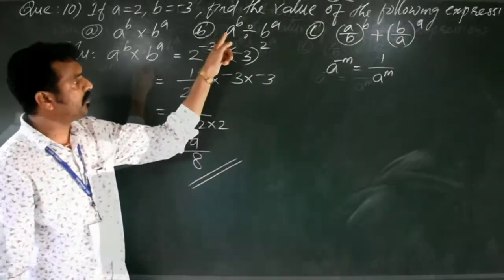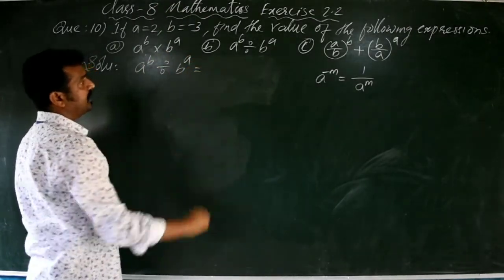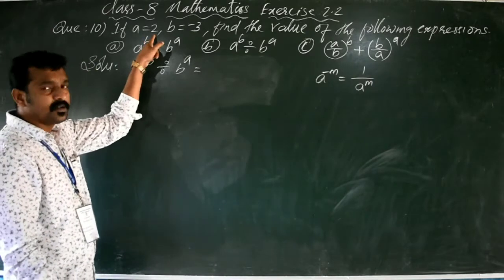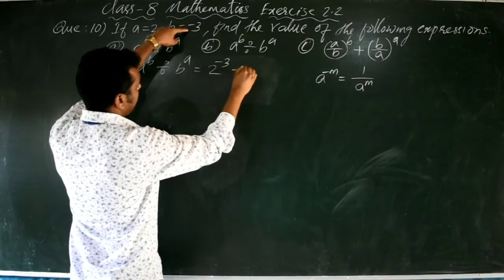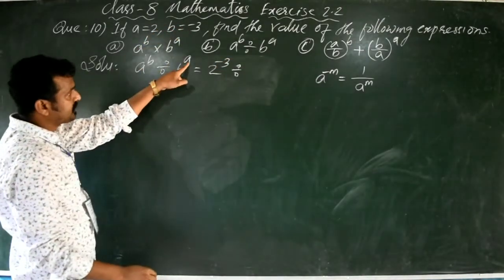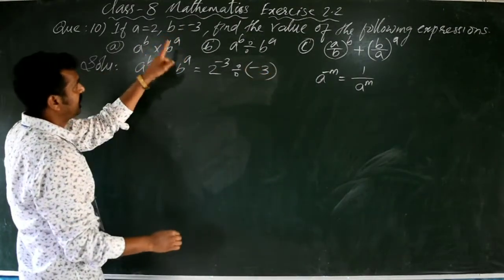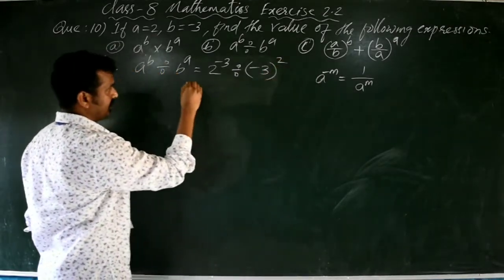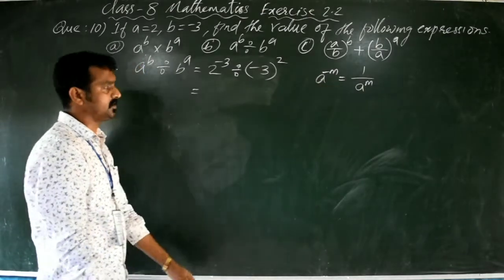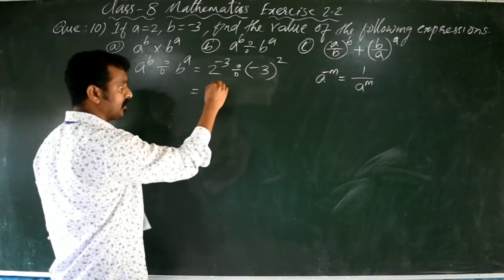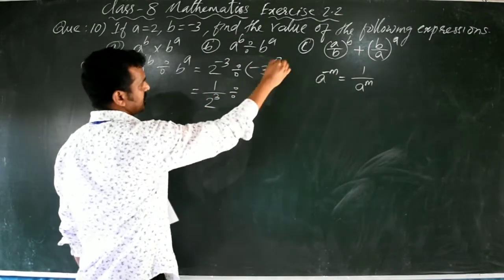Now question number B, a raised to b divided by b raised to a. A is equal to 2, so 2 raised to b, b is equal to minus 3, divided by b raised to a, minus 3 raised to a, a is equal to 2. Then here also we are going to use the same formula, a raised to minus m is equal to 1 by a raised to m. 2 raised to minus 3 is equal to 1 by 2 raised to 3, divided by minus 3 raised to 2.